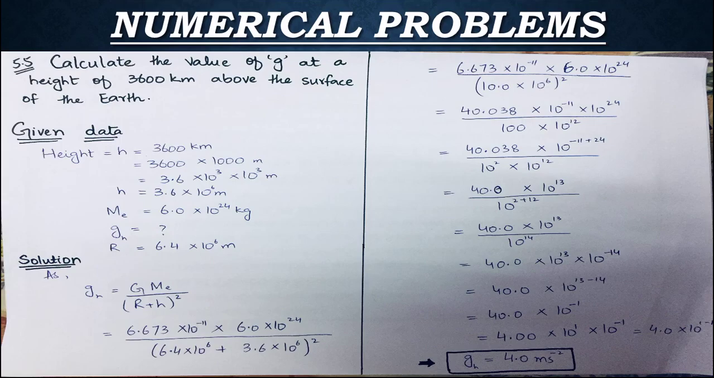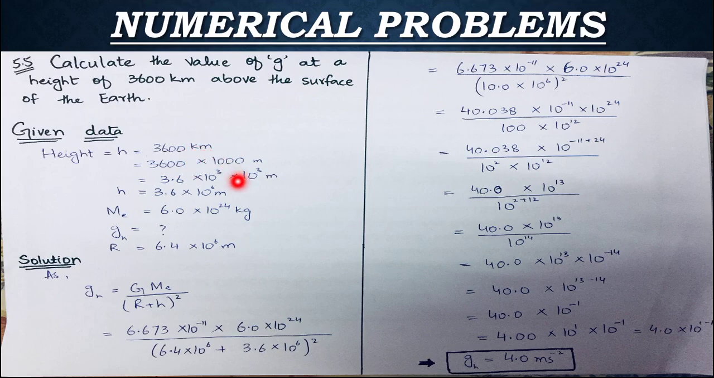Last numerical for today is 5.5, and it is calculate the value of g. As you remember, we have used just two formulas. First one was Newton's law of gravitation, and second one was the mass of the earth. So in this, because they are asking about height, I'll use the third formula. Calculate the value of g at the height of 3600 kilometer above the surface of the earth. So height is 3600 kilometer.